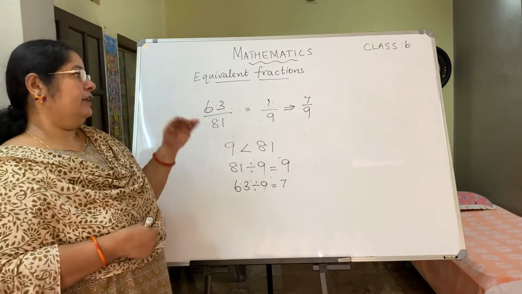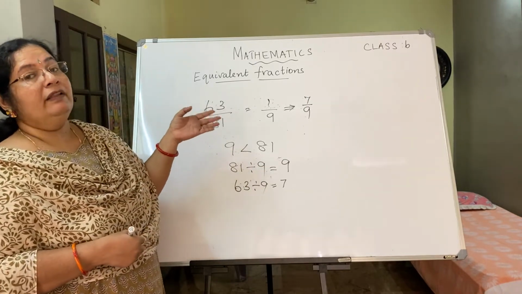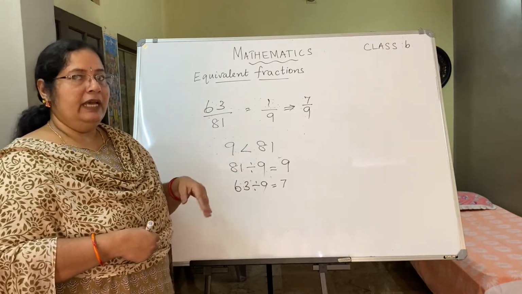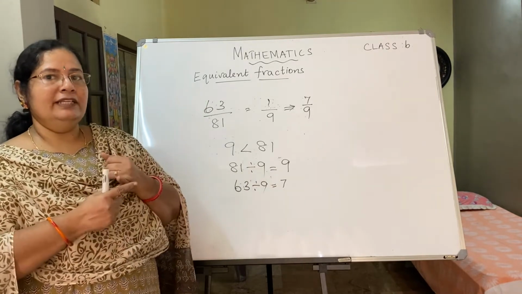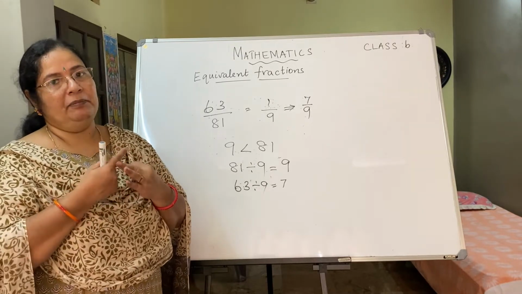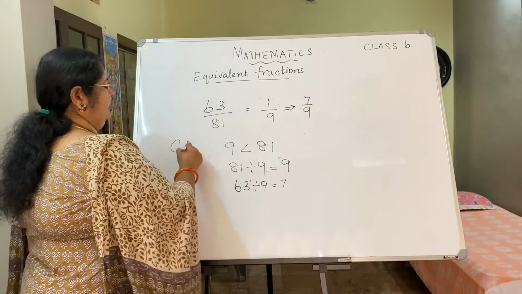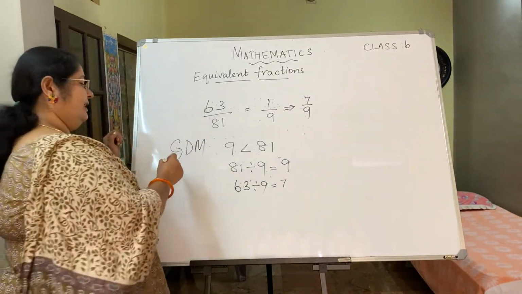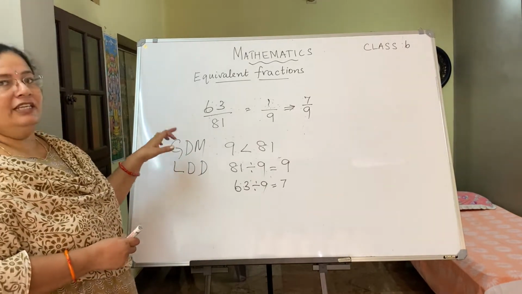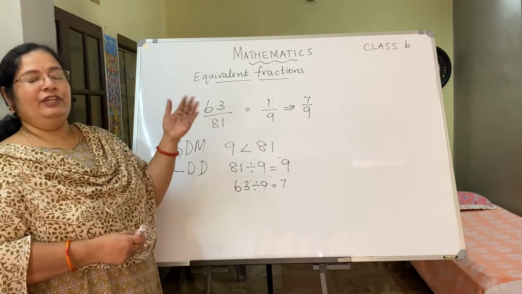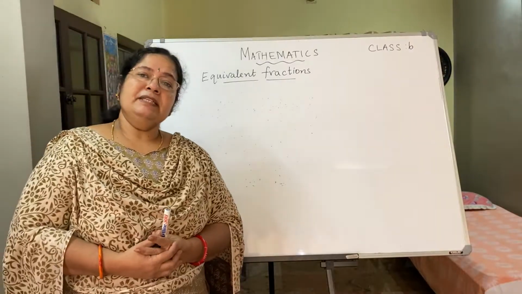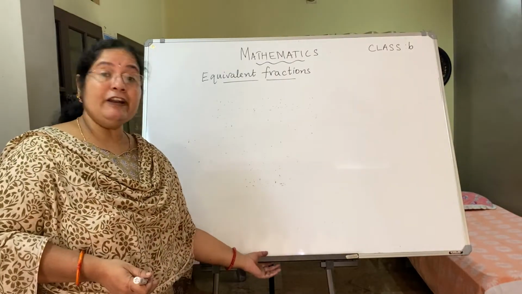Now second case, if you are asked to find an equivalent fraction where the numerator or denominator given is less, then what do you do? Divide and divide. So greater, divide, multiply. GDM. Greater, divide, multiply. So you can keep in mind like this. Less, divide, divide. LDD. GDM and LDD. If you keep this in mind, it will be easy for you to find the equivalent fraction.